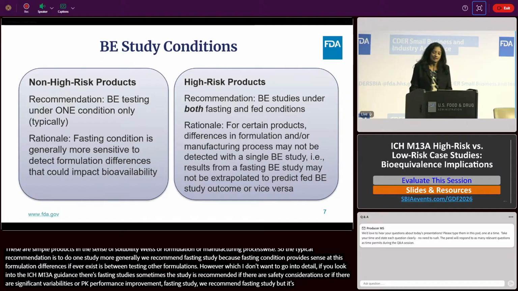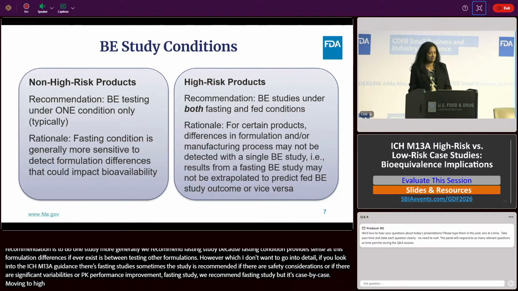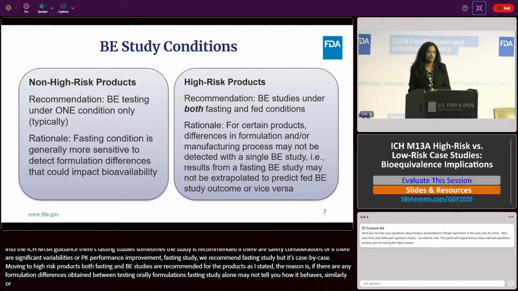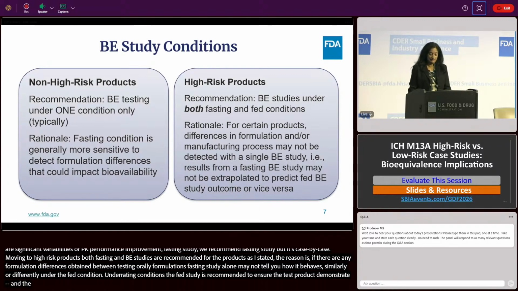Now moving on to high-risk products: both fasting and fed studies are recommended for these products. As I stated on the previous slide, the reason is that if there are any formulation differences between test and RLD formulations, a fasting study alone may not tell you whether the product behaves similarly or differently under the fed condition, under varying GI conditions. That's why the fed study is recommended, to ensure that in all conditions the test product demonstrates bioequivalence with the RLD product and switchability is not a concern.